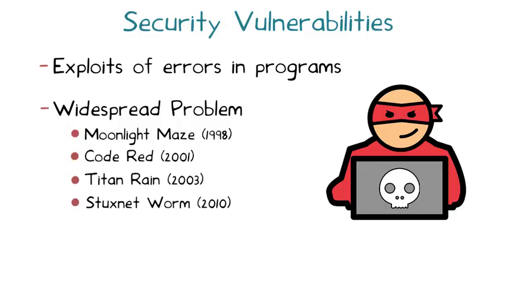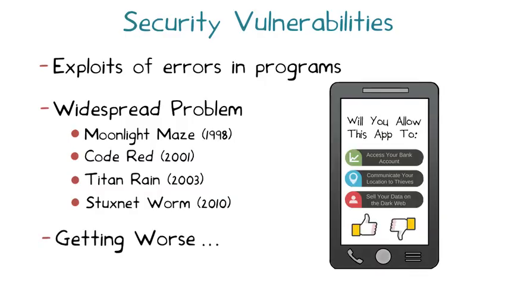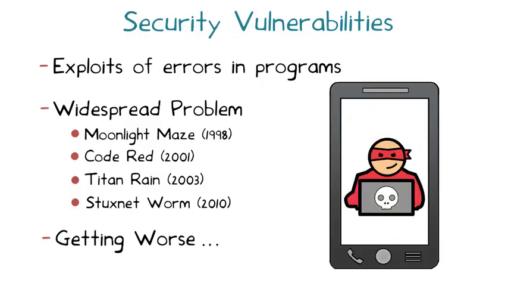Several examples of programming bugs leading to security vulnerabilities you may have heard of include Moonlight Maze, which probed American computer systems for at least 2 years since 1998, Code Red, which affected hundreds of thousands of Microsoft web servers in 2001, Titan Rain, a series of coordinated attacks on American computer systems for 3 years since 2003, and most recently, Stuxnet, a computer worm that shut down Iranian nuclear facilities in 2010. And the problem has only gotten worse with the advent of smartphones. Now you too can make yourself vulnerable to programming disasters simply by installing an app.